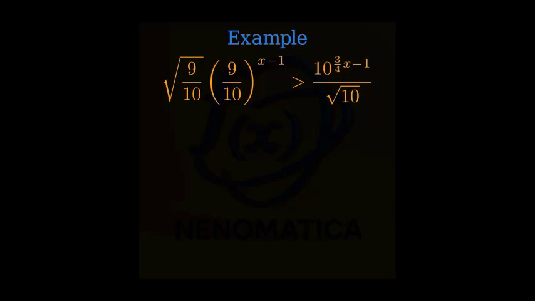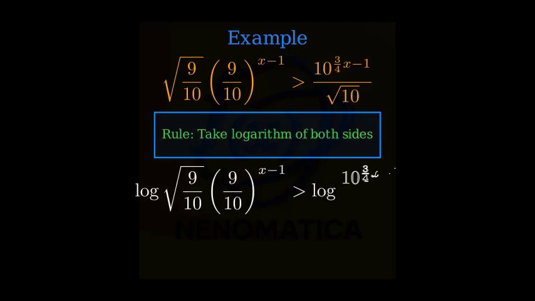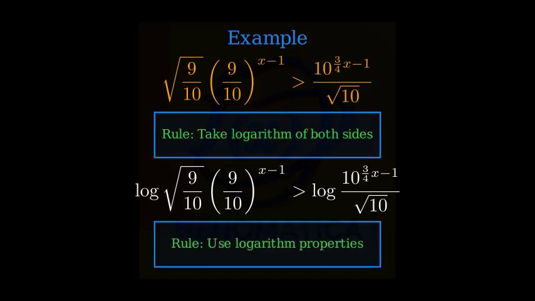The first step when solving exponential inequalities is to take the logarithm of both sides. Since logarithm is an increasing function, it preserves the inequality direction. So we take the logarithm of both sides of our inequality. Next, we'll use the properties of logarithms to simplify our expression. Specifically, we'll use three key properties.